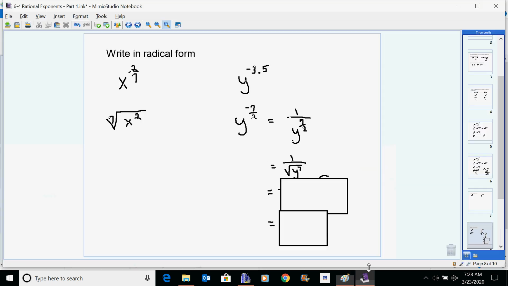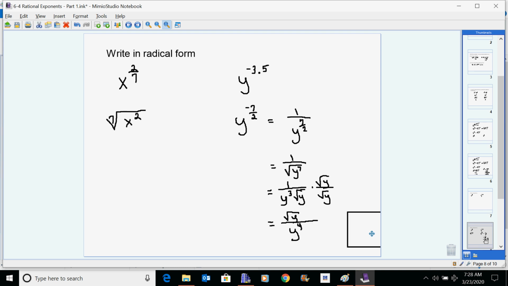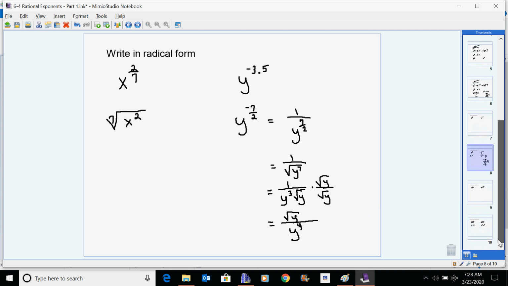So once we've simplified that, then we can think about, okay, I still have a leftover radical in the denominator I want to get rid of. So I need to have a pair. I need to have another one to make an even pair. So I can take an extra square root y over square root y, which would give me the square root of y squared in the denominator, which gives me y to the 4th. And in the numerator, we have the square root of y. So that's a nice quick way of simplifying that.